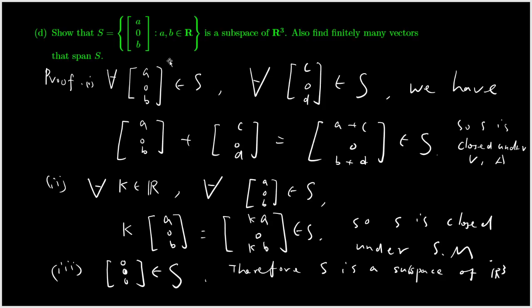Now to answer the second part, we claim. Again, you look at S. The first component can be any number. The third component can be any number. To choose one of the two vectors, you set A value to be 1, you set B value to be 0. To choose the other vector, you set A value to be 0, you set B value to be 1, right?